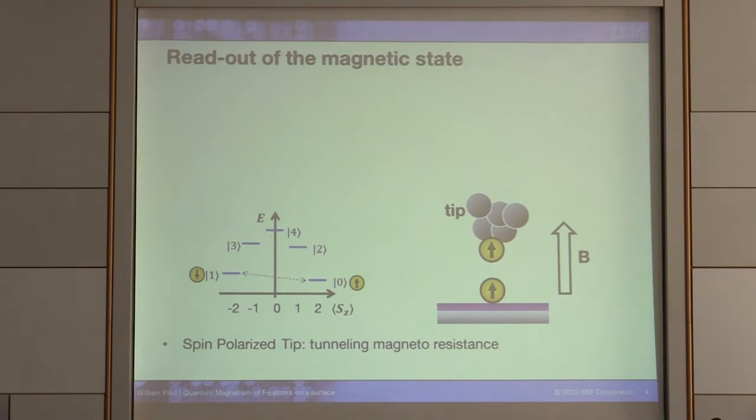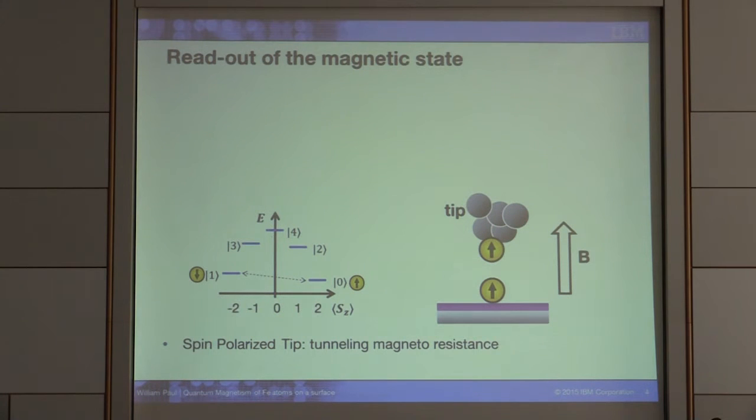So the tool we use to read out the lifetime or the magnetic state is a spin polarized tip. We make these by terminating the apex of a metallic tip, typically silver, with an iron atom. And this makes the tunnel junction magnetoresistive. So we measure a larger conductance when the spin on the surface and the spin on the tip are parallel or aligned versus when they're anti-aligned.